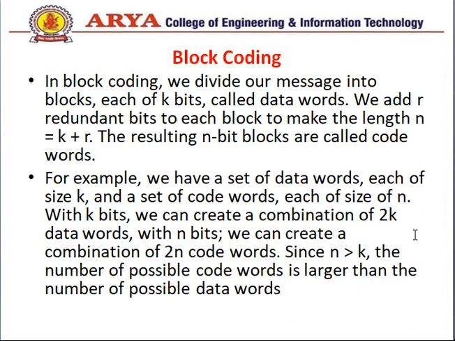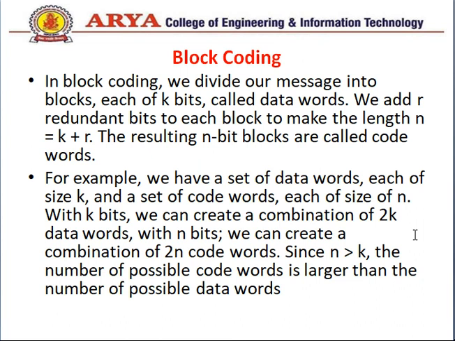In block coding we divide the message into blocks, each of k bits, called data words. We add r redundant bits to each block to make the length n, where n is equal to k plus r. The resulting n-bit blocks are called code words. So the combination of the data words plus the redundant bits makes the code words.